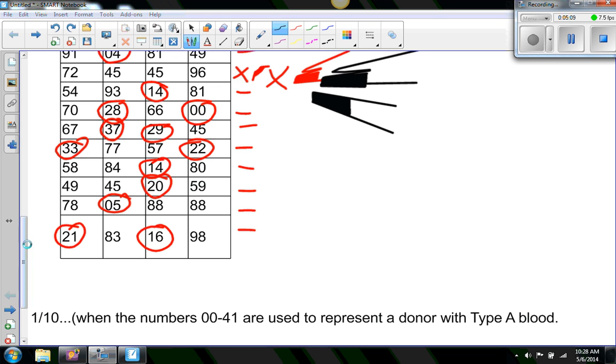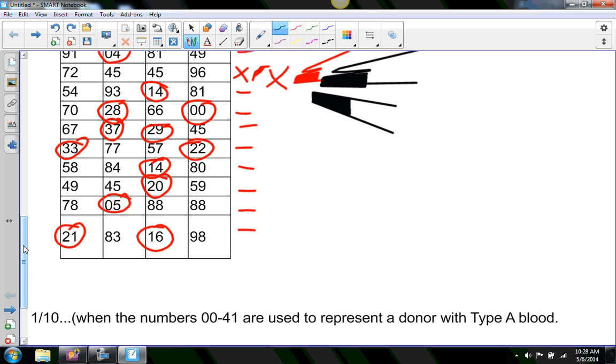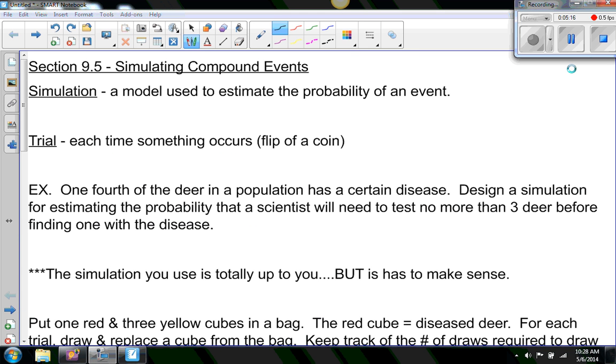So, simulations, there isn't necessarily just one answer for these. That's good and bad. It allows you to be creative. So, bring that knowledge with you.